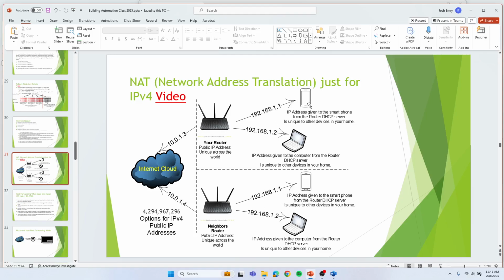So in this example, at your house, say your smartphone got this 192.168.1.1 handed to it from the router. Well, your neighbor's router can hand that exact same IP address to their smartphone. The difference is you have a router that separates it with this NAT. Its public IP address is unique, but allows you to reuse addresses on internal networks. So that's what's kept Internet Protocol version 4 around because of NAT. Without NAT, IPv4 addresses would have been gone a long time ago.